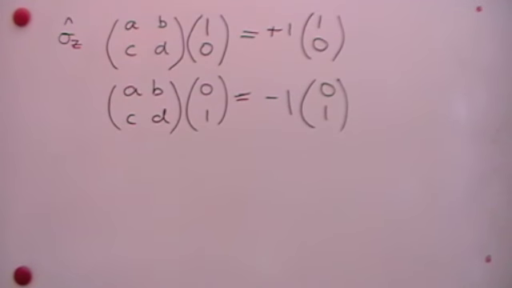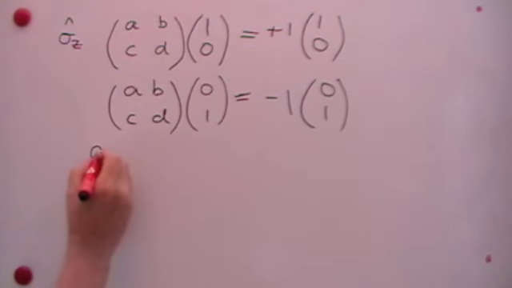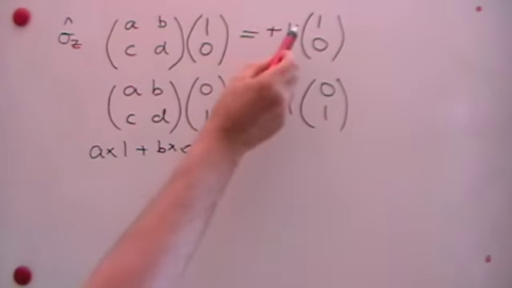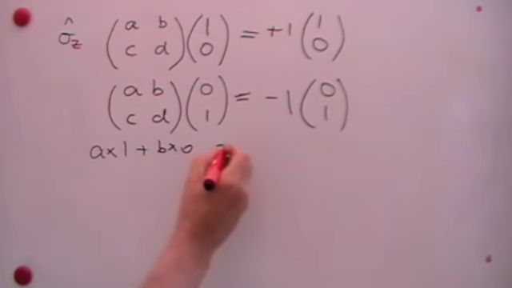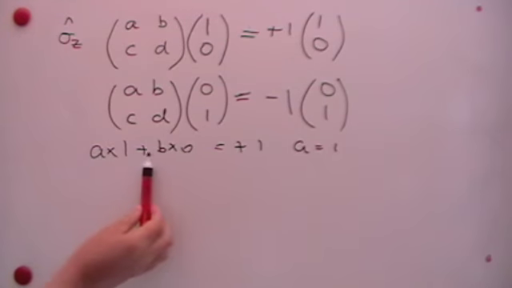Well, now I can work out in each case what that amounts to, because I know how to do a matrix operation on an eigenvector. So what do we do? We take A times 1 plus B times 0. So A times 1 plus B times 0 is going to be equal to this top number here, which is plus 1. And from that you should immediately see that A must equal 1. Because 1 times 1 plus B times 0 equals 1.